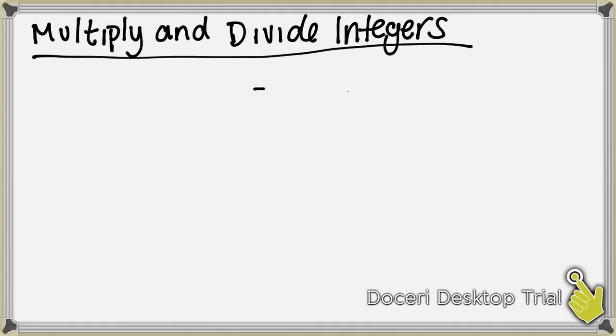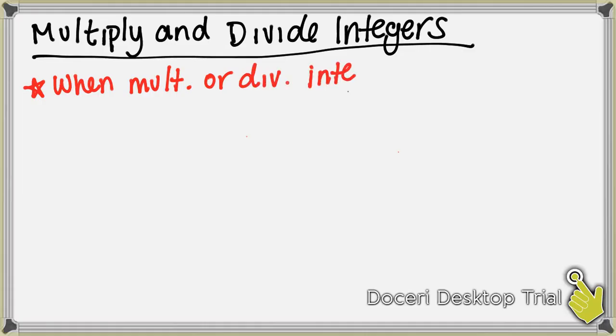Now, multiplying and dividing integers is easier than adding and subtracting and combining. The rule is not as complicated. So here is the rule. It's the same rule for both multiplying and dividing. So the rule is, when multiplying or dividing integers, you will multiply or divide like normal. That's the first thing you'll do.